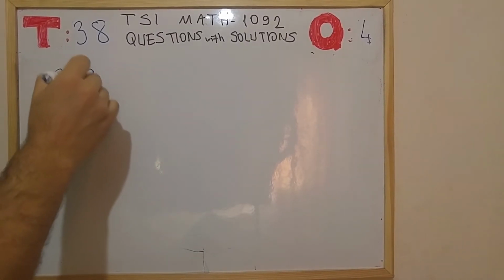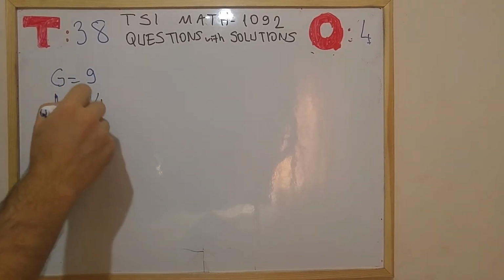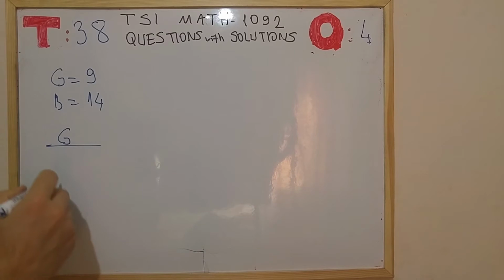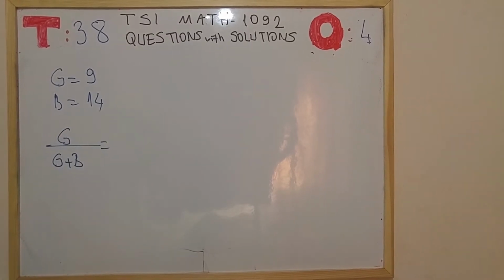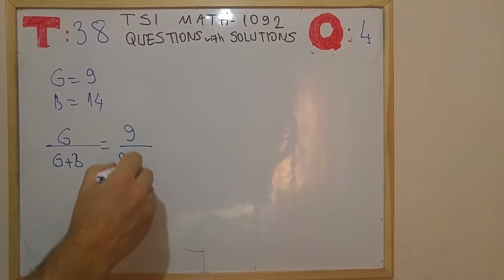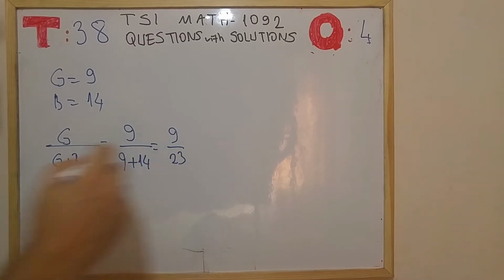There are 9 girls, and how many boys? There are 14 boys in the club. And what part of the club consists of girls? That is, girls over total students, girls and boys, which is equal to 9/(9 plus 14), which is equal to 9/23.